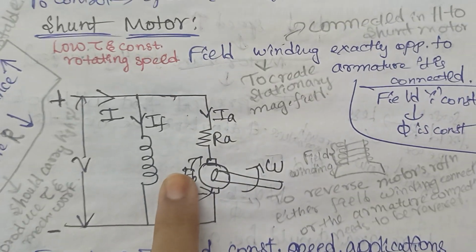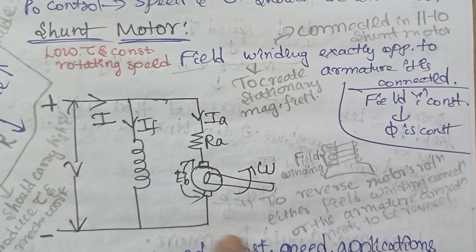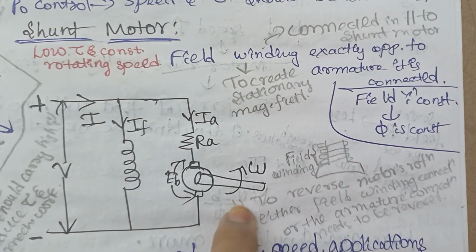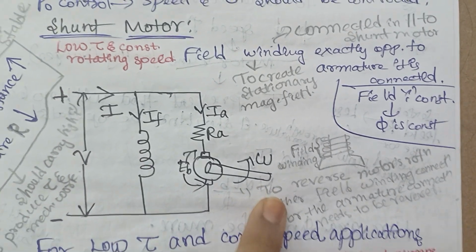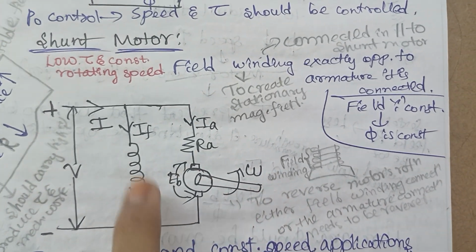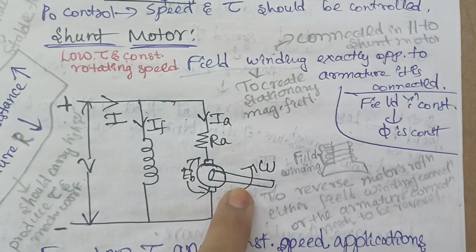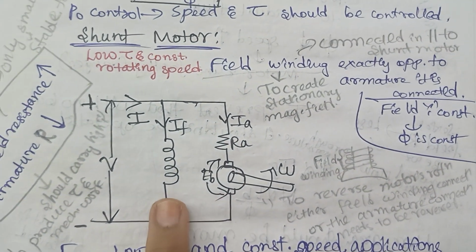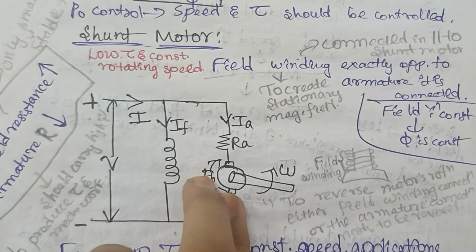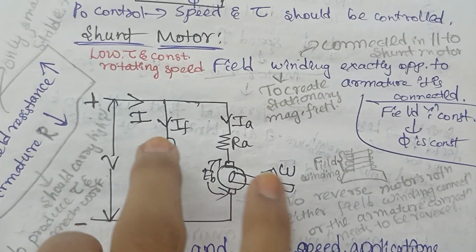Here your field winding is exactly opposite to the armature current. It means your field winding and armature should be connected in parallel in the case of the shunt motor. So in the case of shunt motor, field winding and armature should be connected in parallel.